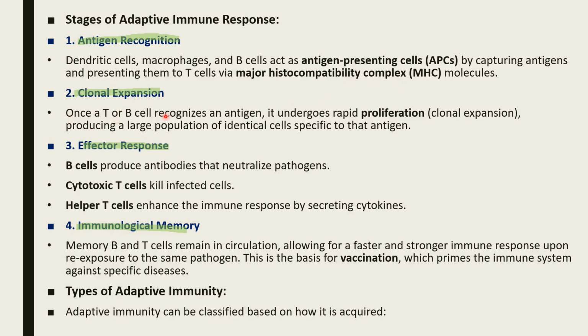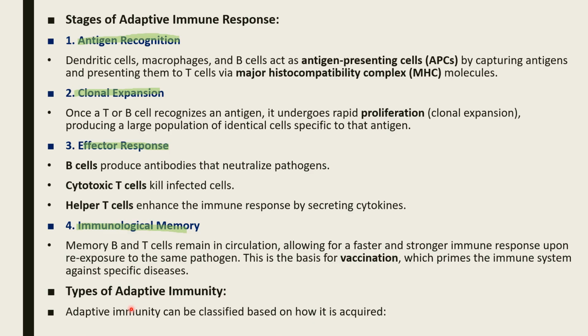Clonal expansion. Once T and B cells recognize an antigen, they undergo rapid proliferation, while the effector response is basically when the B cells produce antibodies that neutralize pathogens, the cytotoxic T cells kill infected cells, and helper T cells enhance the immune response by secreting cytokines. Number 4 is immunological memory. The memory B and T cells remain in circulation, allowing for a faster and stronger immune response upon re-exposure to the same pathogen. So this is the basis for vaccination, which primes the immune system against specific diseases.